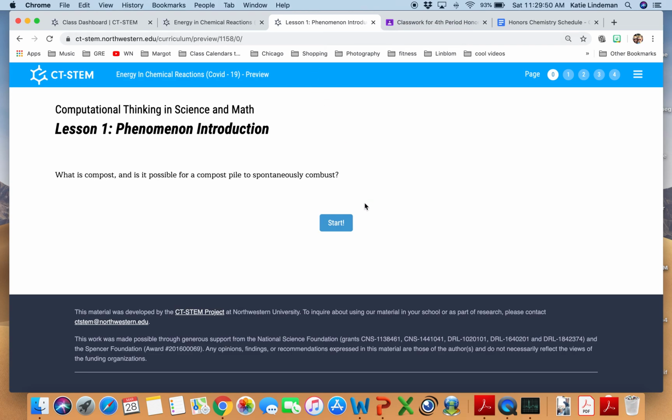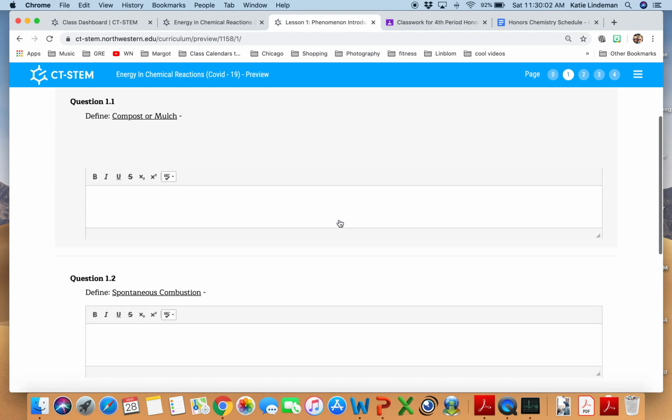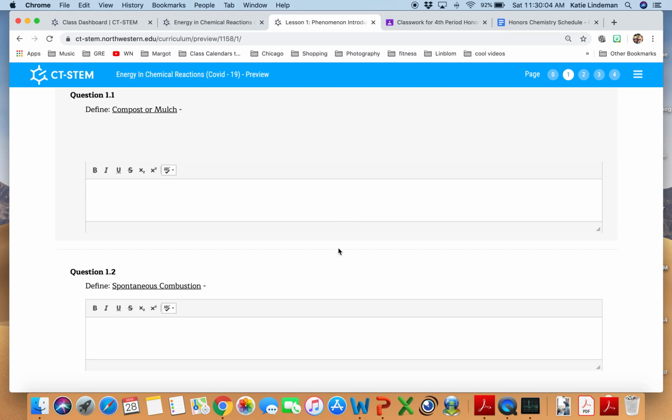The question that we're working with here is, what is compost? And is it possible for a compost pile to spontaneously combust? Okay, so that's the question we're working towards. Click Start. The first thing you're going to want to do is just define these two terms. So we're defining compost or mulch, and we're also defining spontaneous combustion.